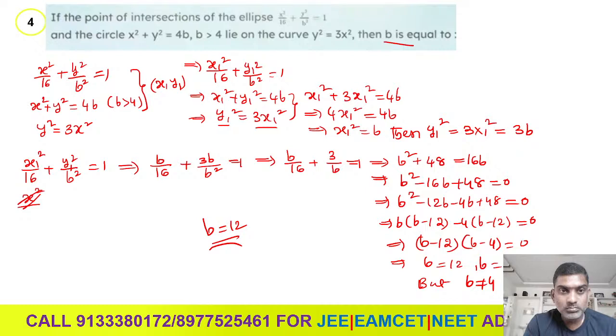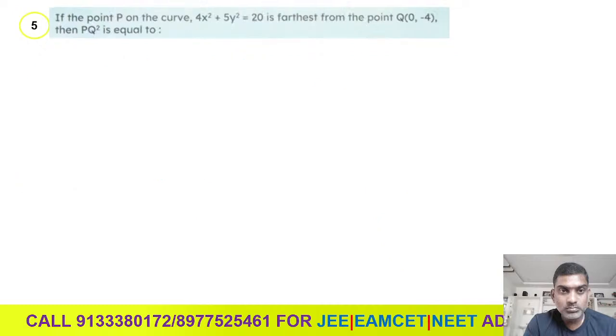Okay, next question. Question number 5. If the point P on the curve 4x square plus 5y square equal to 20 is farthest from the point Q (0, minus 4), then what is PQ square?